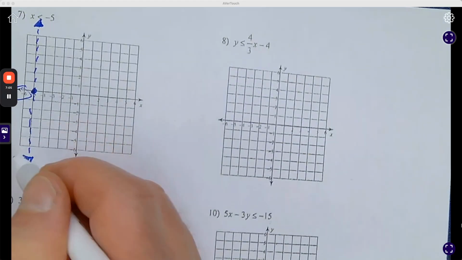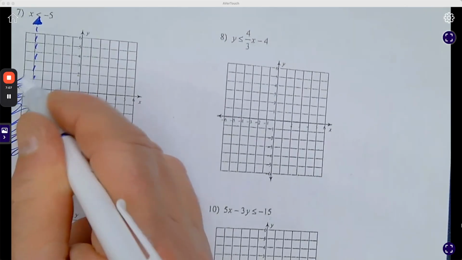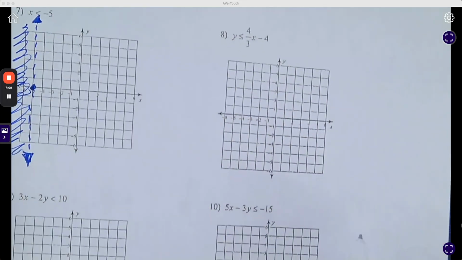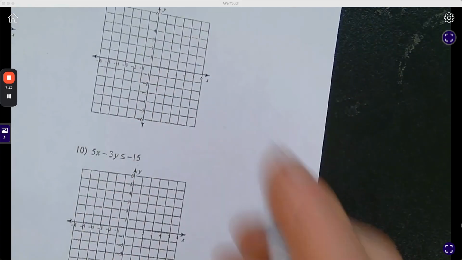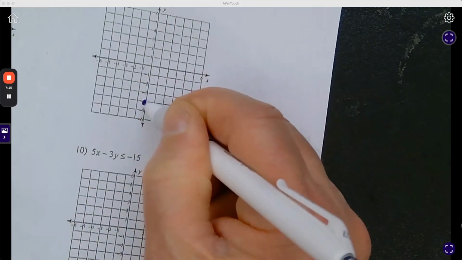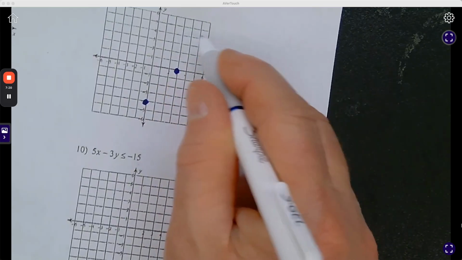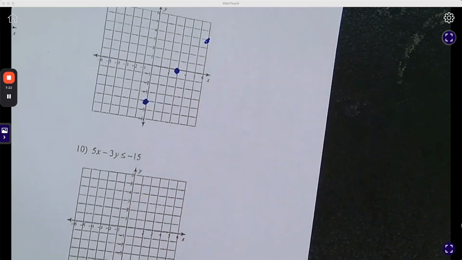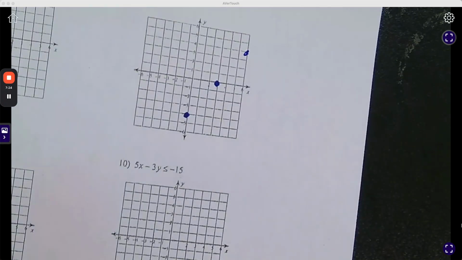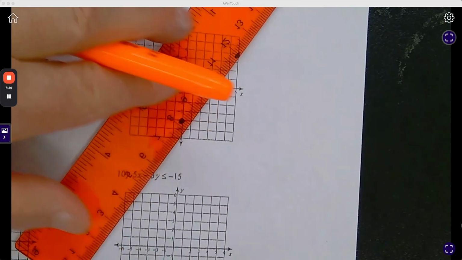Well, that number is less than negative 5. So you shade over there. Woo, that's it. Let's go here. Y-intercept of negative 4. Slope of up 4 over 3. Draw your solid line because there's an equal to underneath. It is solid.